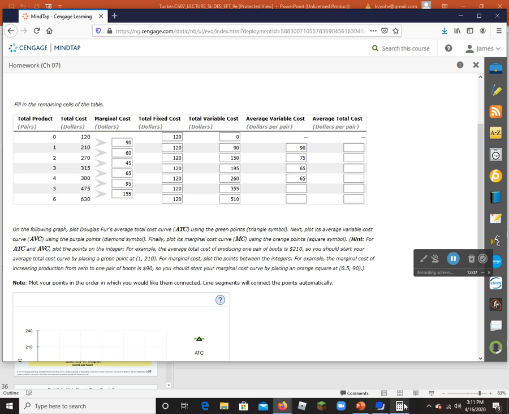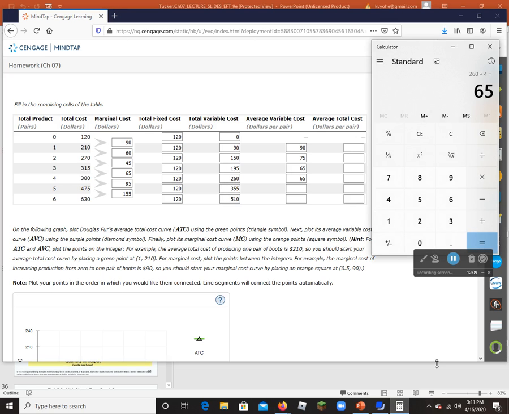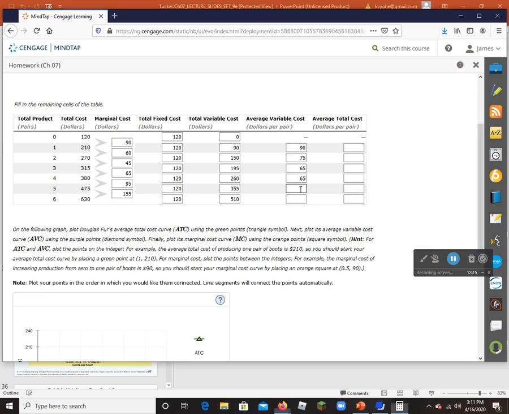$355 in total variable cost, so $355 divided by the 5 units of output. Our average variable cost comes up to be $71 per unit. You see it's starting to go up here, and that's why we're going to have that U shape. It's going to go down to the point where marginal cost equals average variable cost, and then it's going to start going up because the marginal cost is higher than the average.